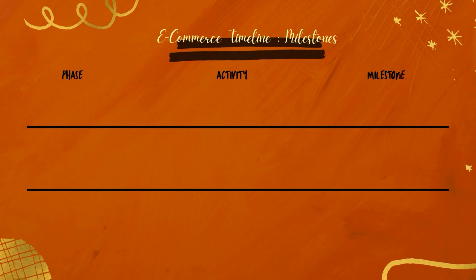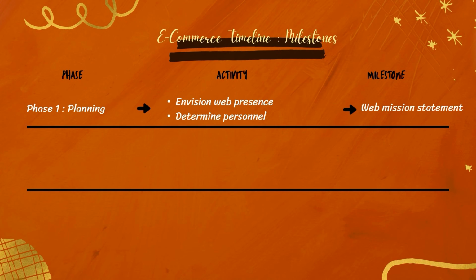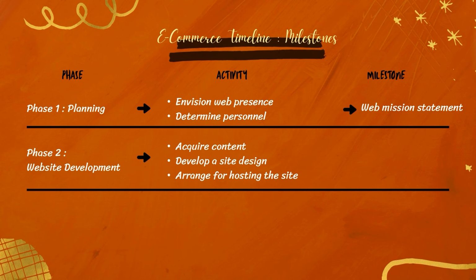As for now, let's go through the e-commerce timeline of milestones. For your information, it contains 6 phases with different activities and different milestones. Phase 1 is planning. The activity must be to envision the web presence and determine personnel. So, the web mission statement needs to get done in this phase. Phase 2 is website development. It requires developing content, a site design, and arranging for hosting the site. The milestone is the website plan.